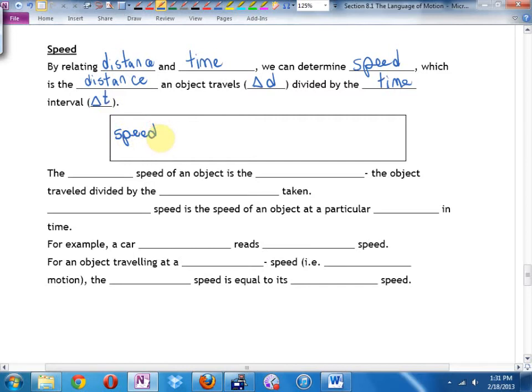Now, we don't want to write out the word speed, so we're going to use a symbol. We don't use S because actually what we're really interested in is velocity, and speed is the scalar of velocity, so we're often going to write a V without the vector symbol. That's velocity, that's speed. And it's distance over time.